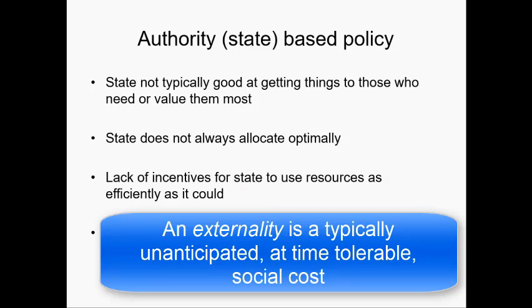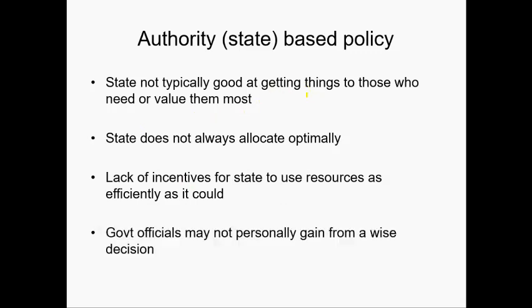Now, with the authority-based policy, a state, as we've seen, is not typically good at getting things to those who need or value them most. We have to have people apply and qualify for numerous things, and we've also seen with communism, the state does not always allocate things optimally. The market enables the resources to go where they're needed the most, whereas a state that's trying to plan ahead for 10 years may get that way off the mark. And that is part of the reason why those systems have failed. It is part of the reason why the market systems have succeeded, due to their flexibility and adaptability.